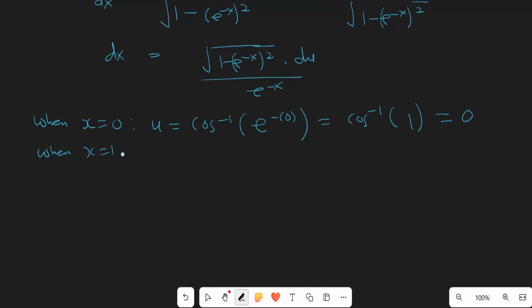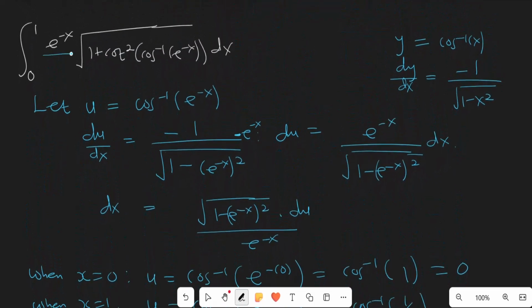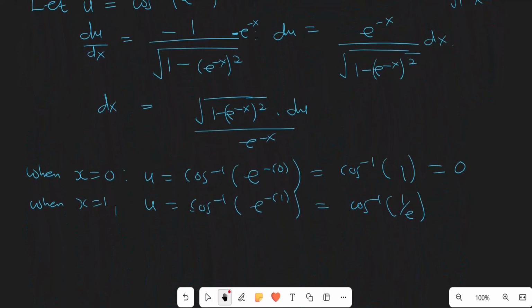When x is equal to 1, u is going to be the cosine inverse of e to the negative 1, which is just the cosine inverse of 1 over e. We just leave it like this. We can also find an expression for e to the x because we need to substitute out e to the x.